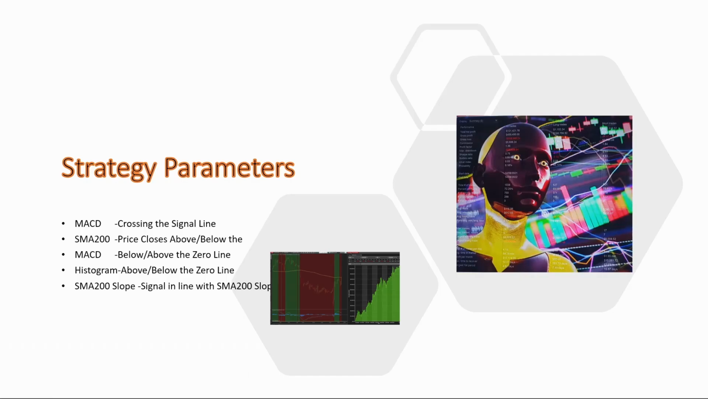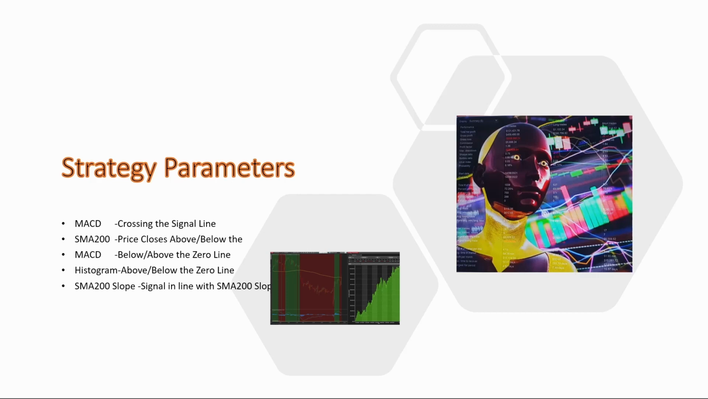The MACD needs to cross the signal line, whether down or up. Price needs to close below or above the 200 period SMA. The MACD needs to be below or above the zero line. The histogram needs to be above or below the zero line. The signal needs to be in line with the slope of the 200 period SMA.